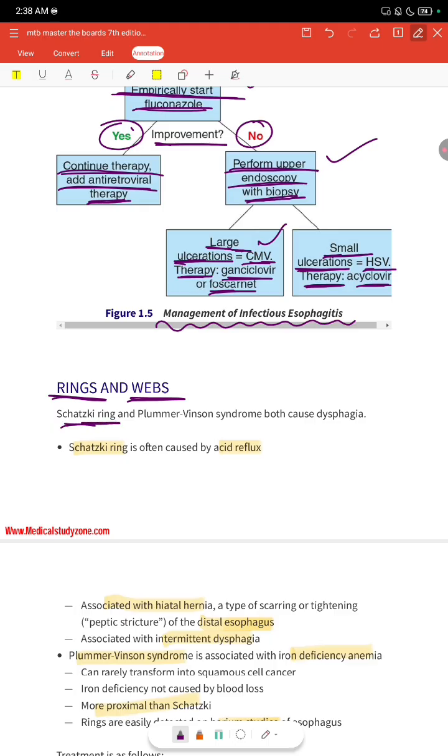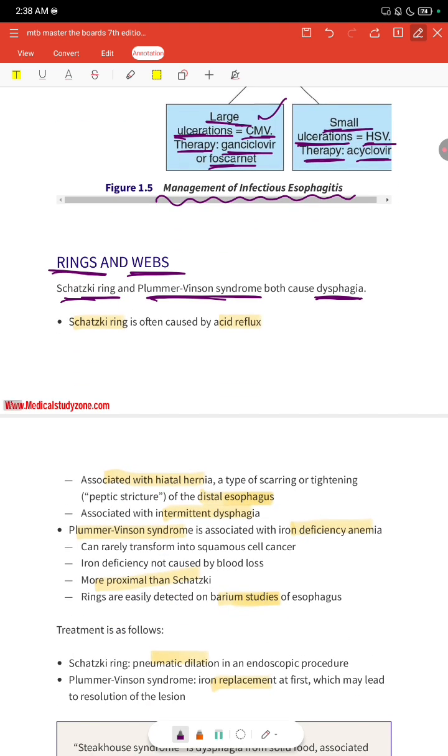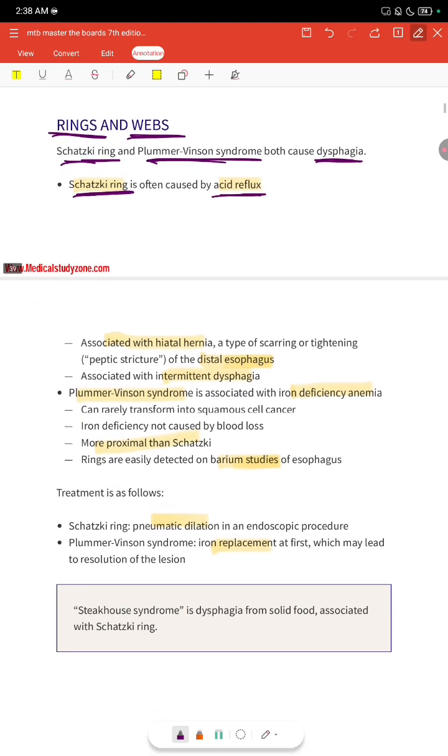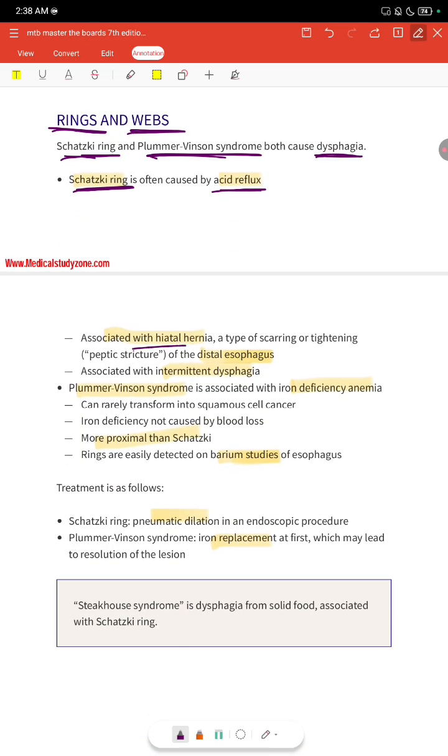Schatzki ring and Plummer-Vinson syndrome both cause dysphagia. So both present with the problem of dysphagia. Schatzki ring is often caused by acid reflux, associated with hiatal hernia, a type of scarring or tightening, peptic stricture of the distal esophagus. So it is associated with hiatal hernia, associated with intermittent dysphagia.